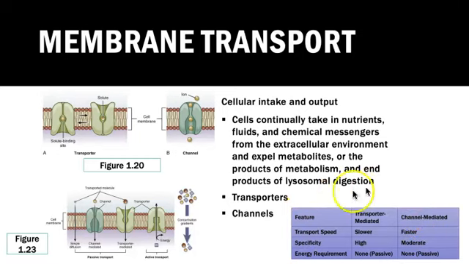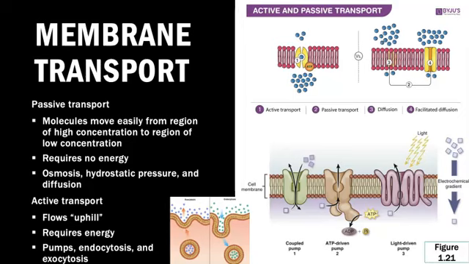And then this is just a little table I put together here to show you some differences between the 2 types of transport. Again, these are both passive. Other passive transports would be our osmosis, hydrostatic pressure, and diffusion. And when we compare that to our active transport, we know that we are moving against our concentration gradient. So it's kind of more uphill. It's going to require energy or ATP. And examples of active transport would be pumps, endocytosis, and exocytosis.